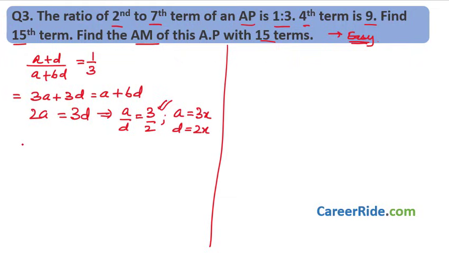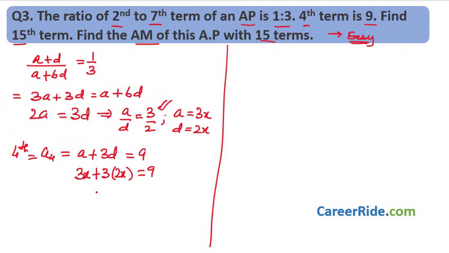Okay. Now the next thing given to me in the question is the value of the fourth term. The value of the fourth term, that is equal to A4, that is equal to A plus 3D. A plus 3D is given to me as 9. Can I place the value of A here? Yes, the value of A for me is 3x. The value of D for me is 2x. This is equal to 9. This gives me 3x plus 6x is 9x is equal to 9. This tells me that x is equal to 1.